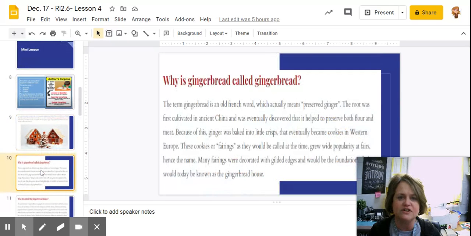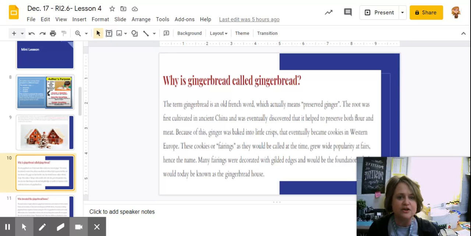All right, so our first heading is, why is gingerbread called gingerbread? The term gingerbread is an old French word, and it actually means preserved ginger. The ginger root was first cultivated in ancient China and was eventually discovered that it helped to preserve both flour and meat. Because of this, ginger was baked into little crisps and then were turned into cookies in Western Europe. These cookies, or fairings as they called them, grew wide popularity at fairs, hence the name fairings.